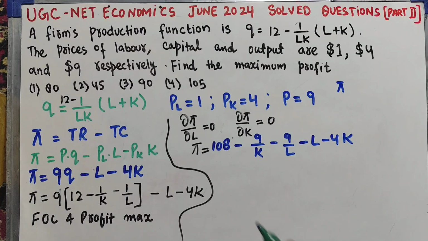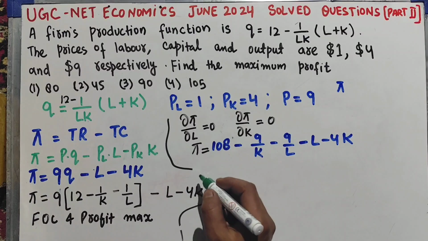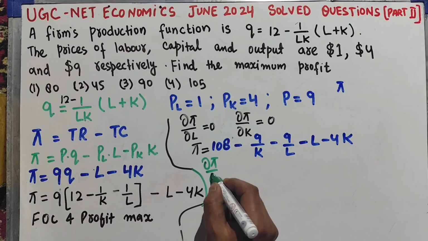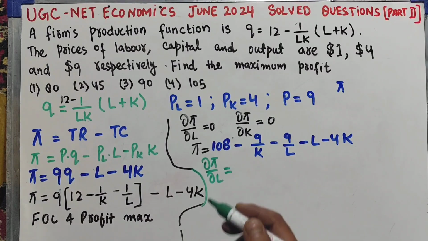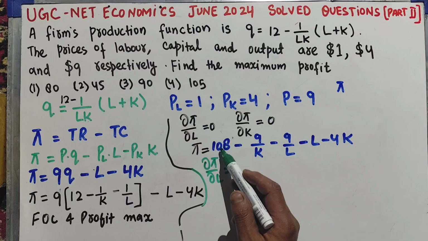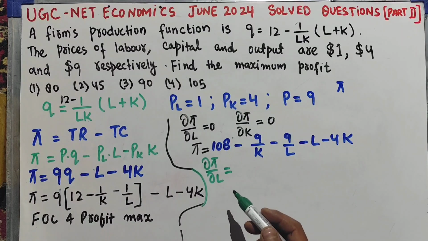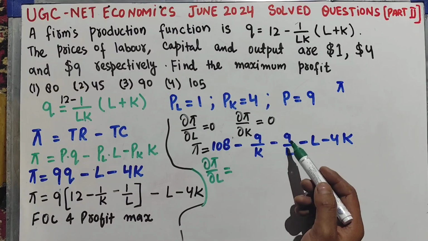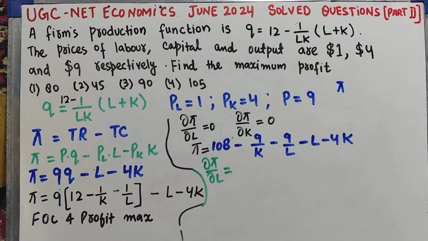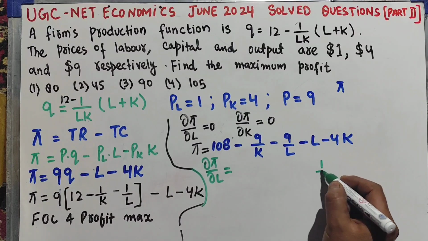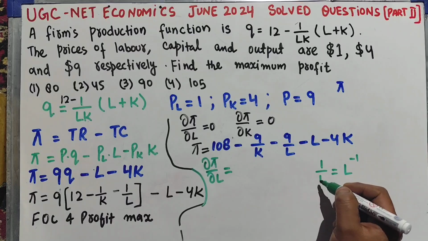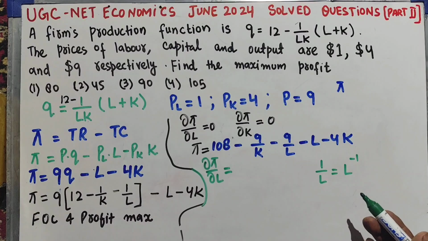Okay, now we need to take the derivative with respect to labor first, that is the derivative of the profit function with respect to labor, it should be equal to 0. Let's take the derivative. Derivative of a constant is 0, the derivative of the second term will also be equal to 0 because we are taking the partial with respect to L. Derivative of 9 upon L: the derivative of 1 upon L, we can write it like this, L raised to the power minus 1. If I transpose the denominator to the numerator, the exponent sign changes.